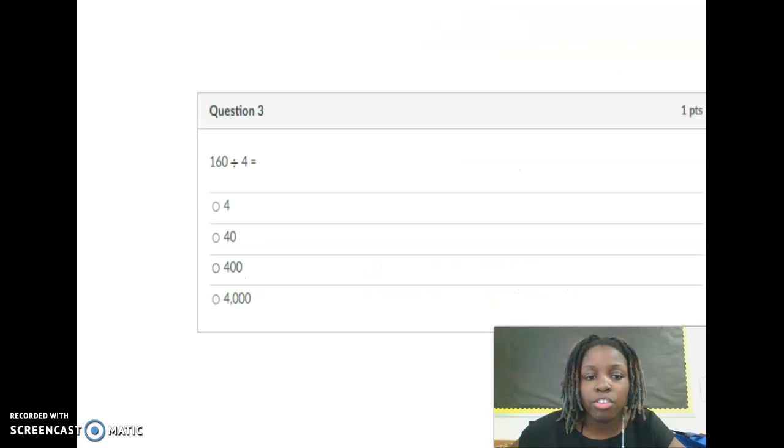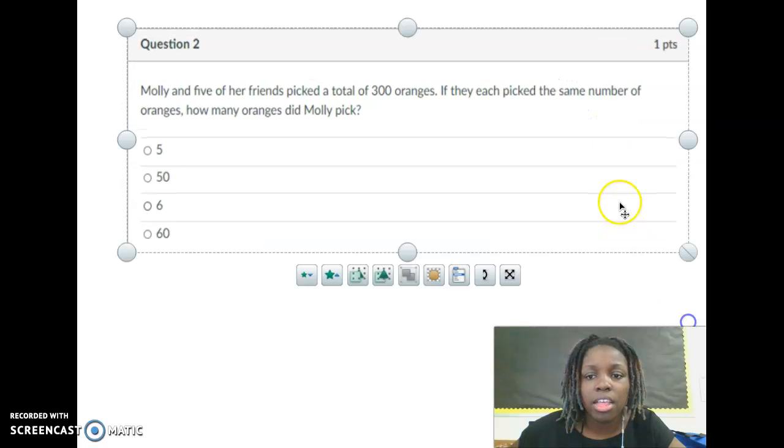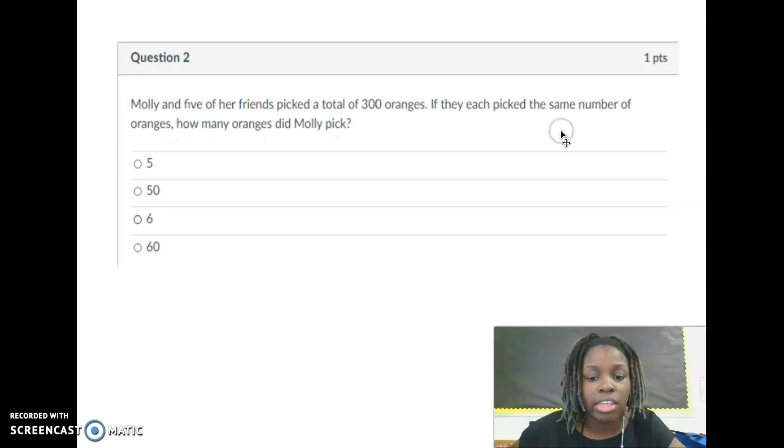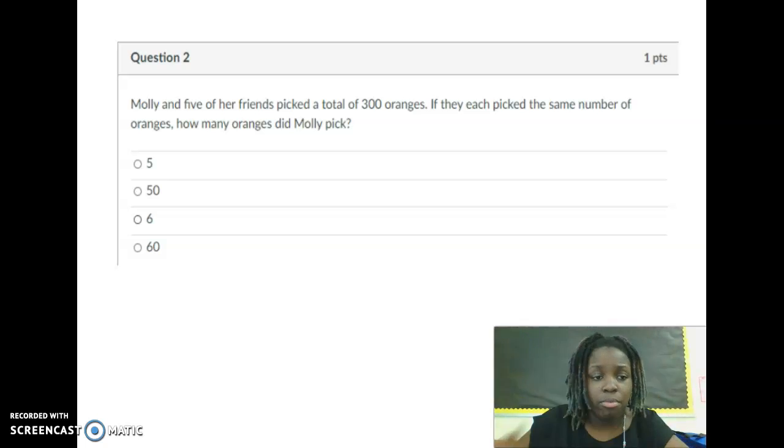All right, so we're going to look at some questions on our Canvas today. Question number 2 is on Canvas, so make sure you're looking so you can get the answer. It says Molly and 5 of her friends picked a total of 300 oranges. If each picked the same number of oranges, how many oranges did Molly pick? Molly plus 5 of her friends, how many people is that? That's 6 people. It's not 5 people, it's 6 people.